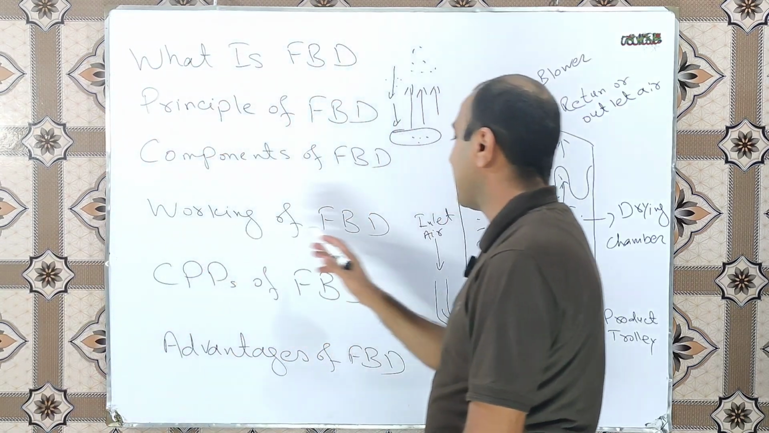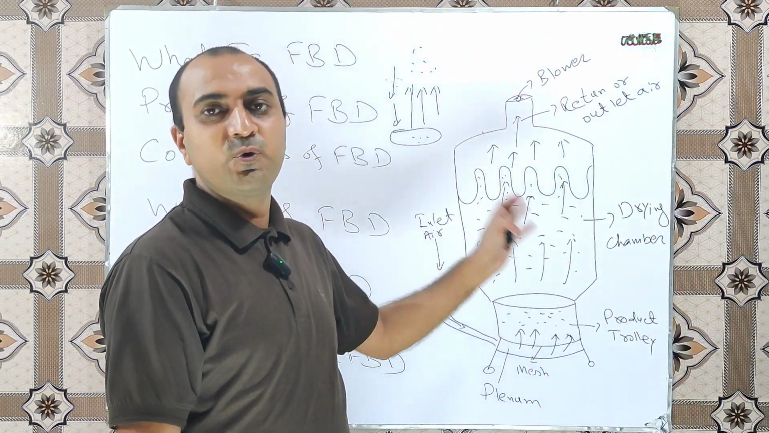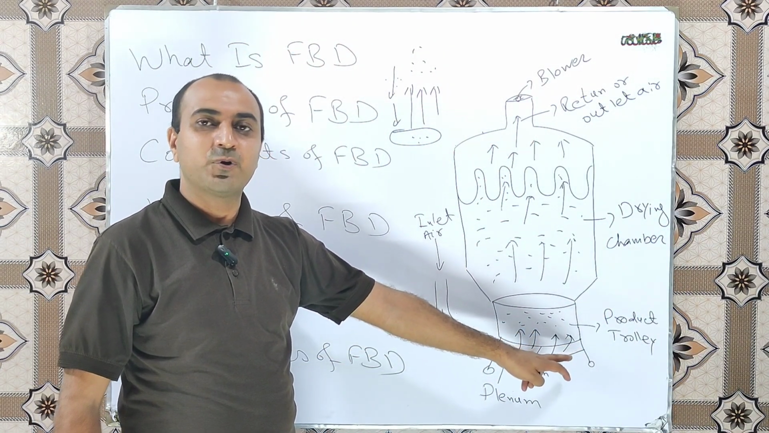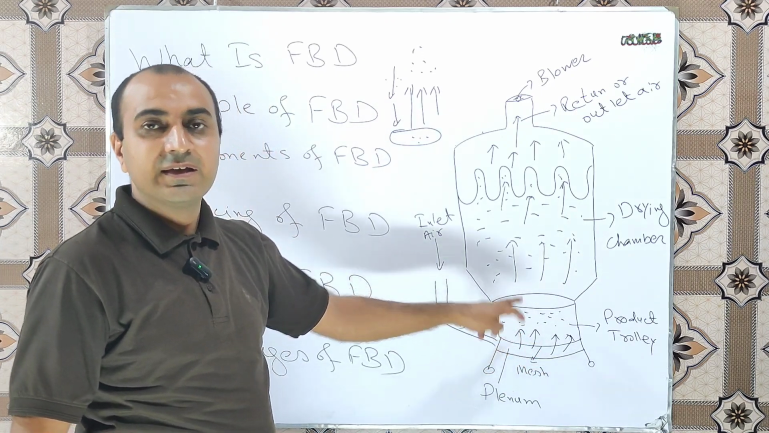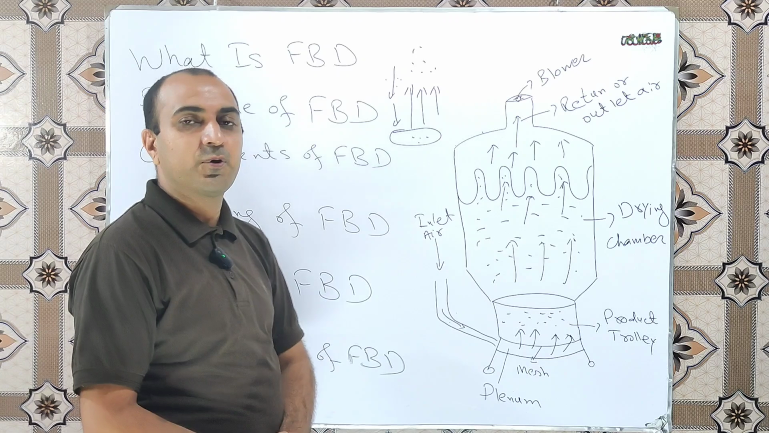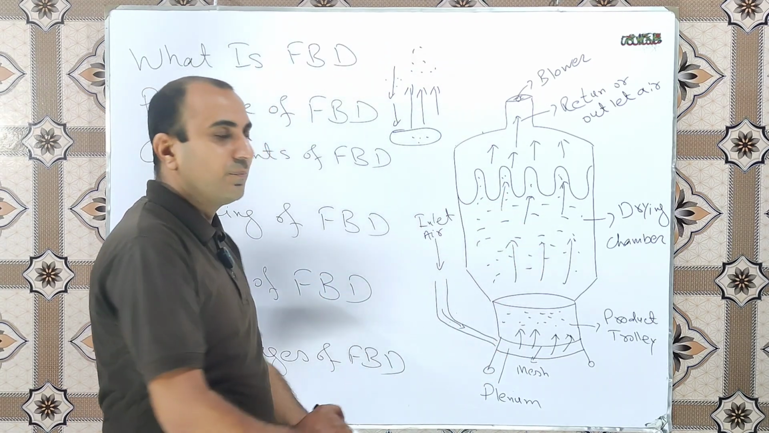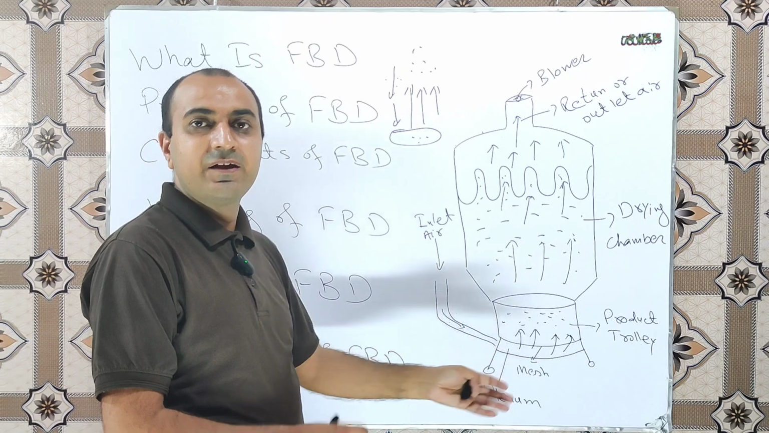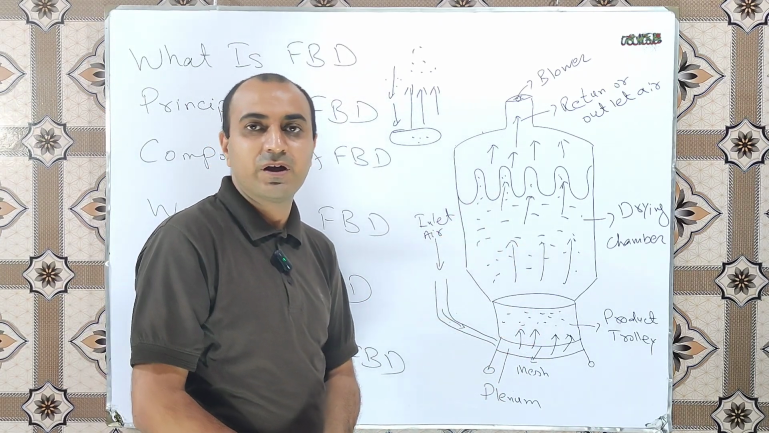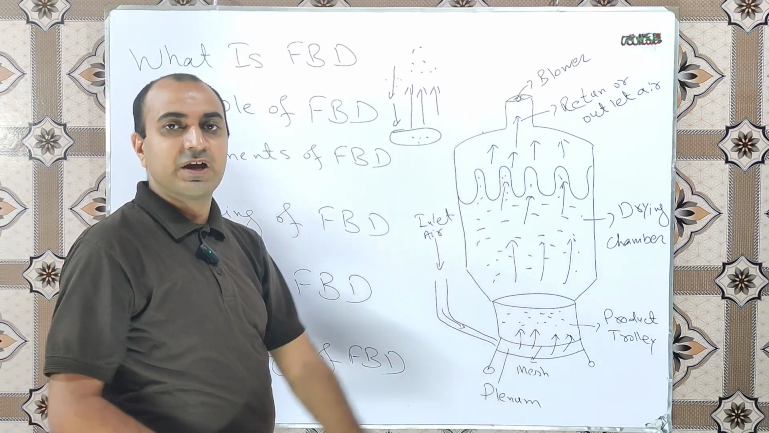The next one is, what is the working of FBD? Meaning, how does a fluidized bed dryer work? First of all, we add our wet product in the product trolley. Then we turn our FBD on after sealing the product trolley in the drying chamber. When inlet air comes inside, it is supplied with higher pressure, so it lifts our wet product and our product is fluidized in the drying chamber.